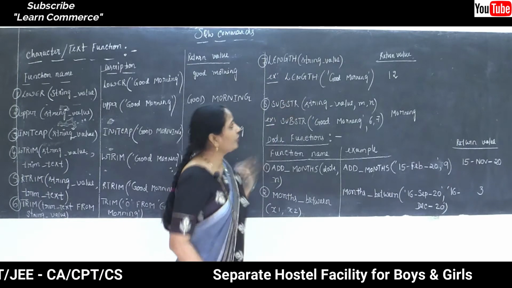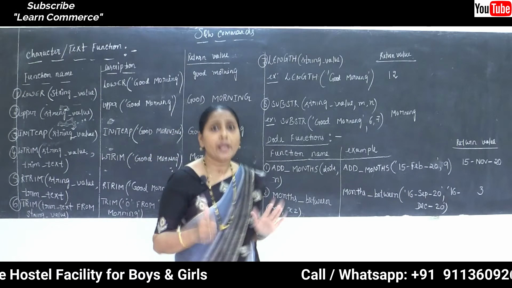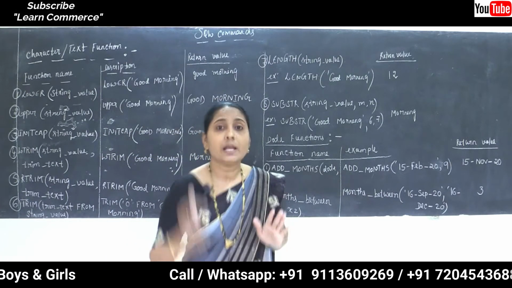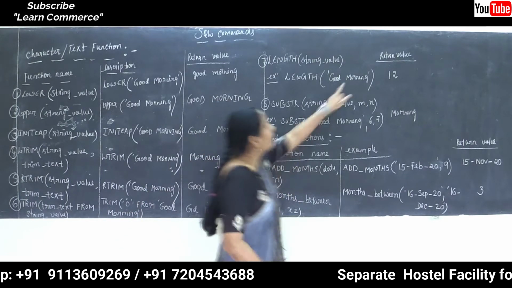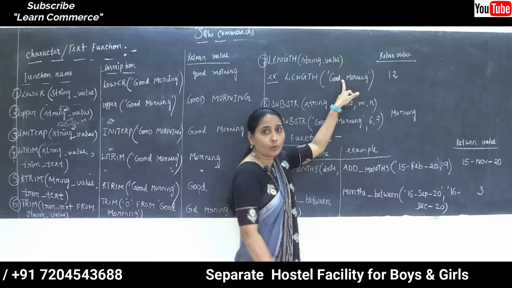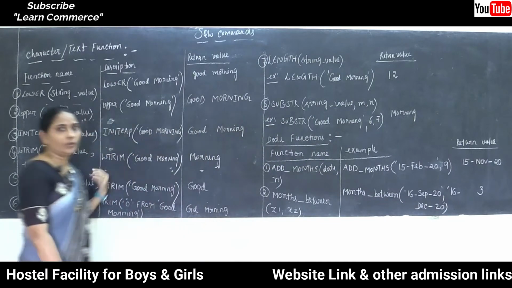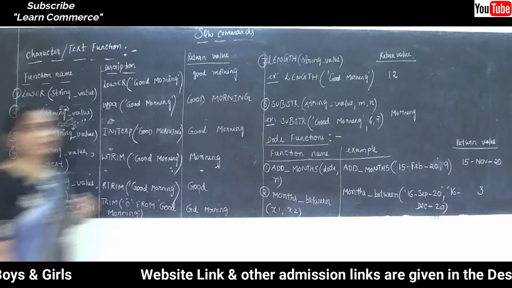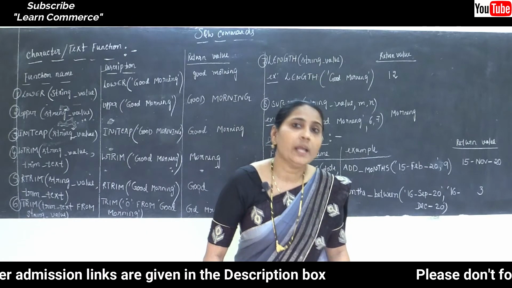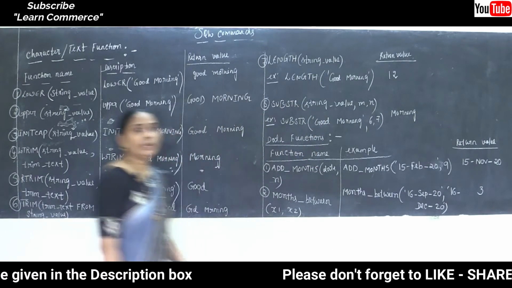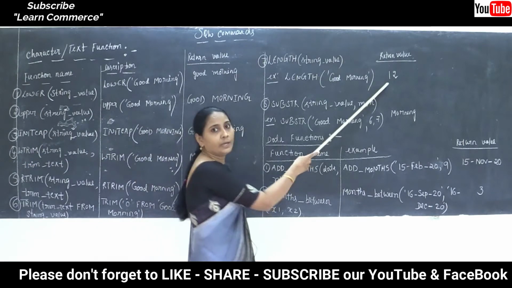So we know that when you count 'good morning', we get 11 characters. I already said we need to count including spaces. So when you include the space here, we get the return value as 12. So we can say that the length function returns the number of characters in our string_value including the spaces, and the output it shows is number-wise, on a value basis.